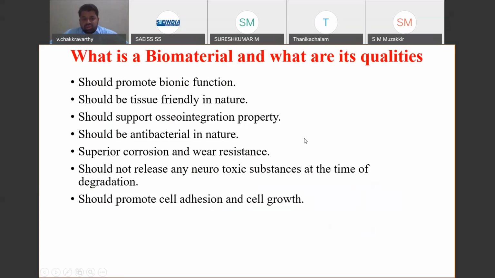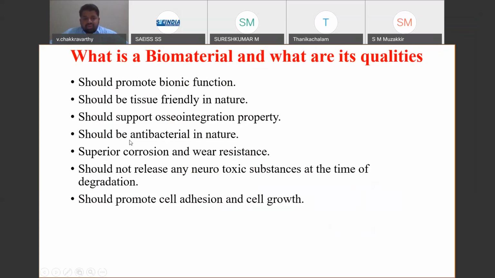Then the third one is that it should support the osseointegration property. Osseointegration is nothing but a bone integration property. The bone should integrate very easily. For example, if a person has undergone a fracture, then his bone should heal in a minimum amount of time. It should not take a prolonged time. So your implant should promote your bone joining ability.